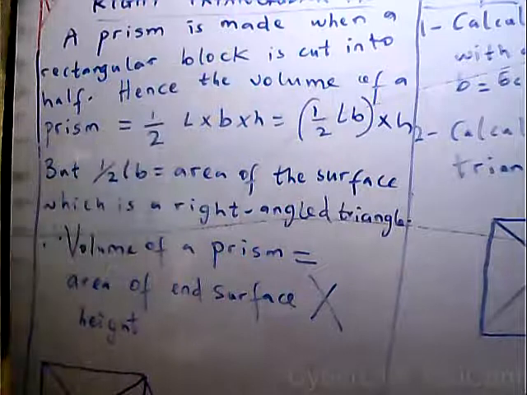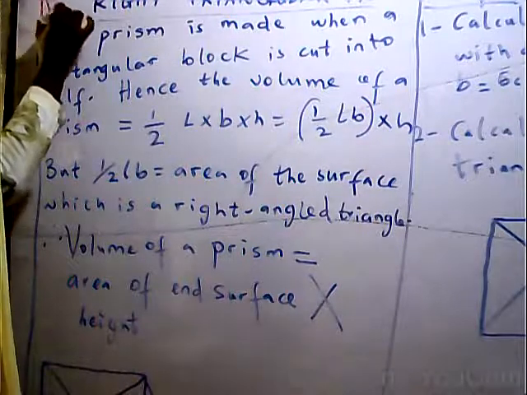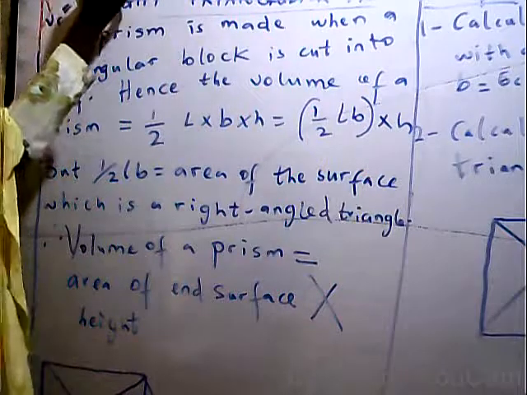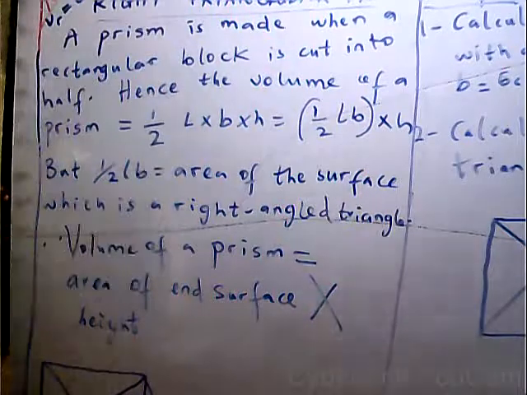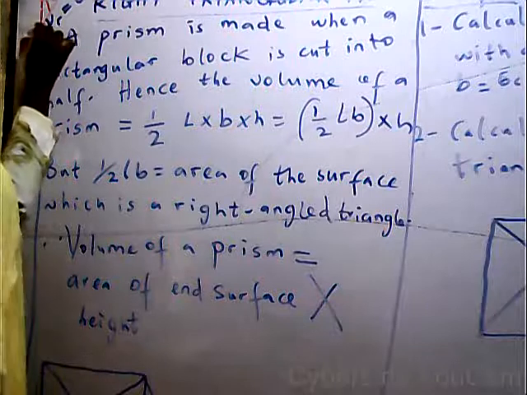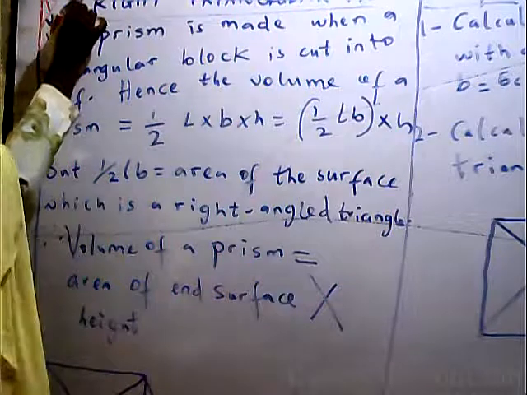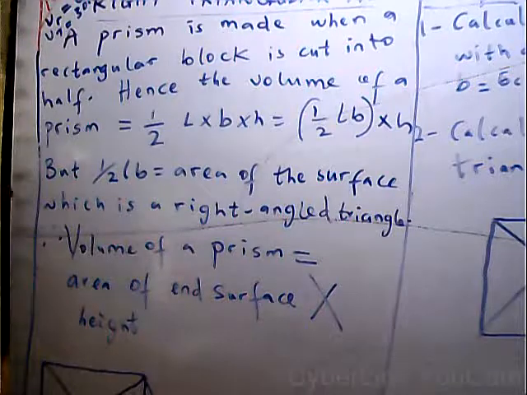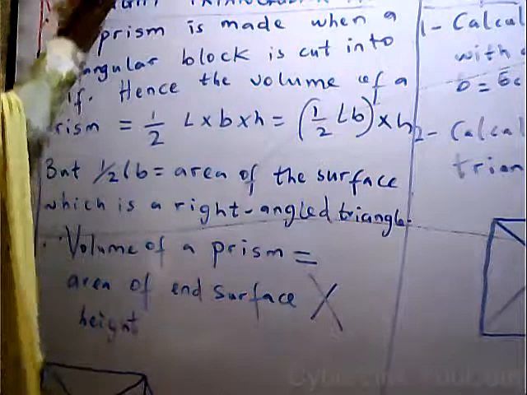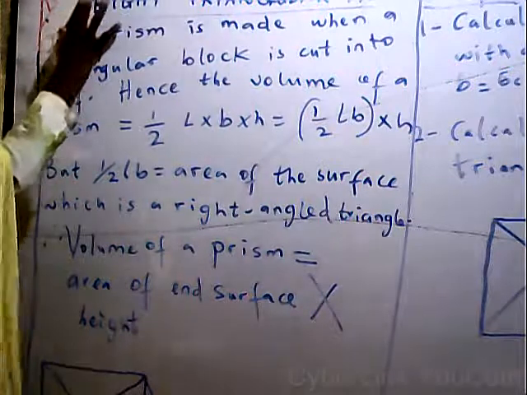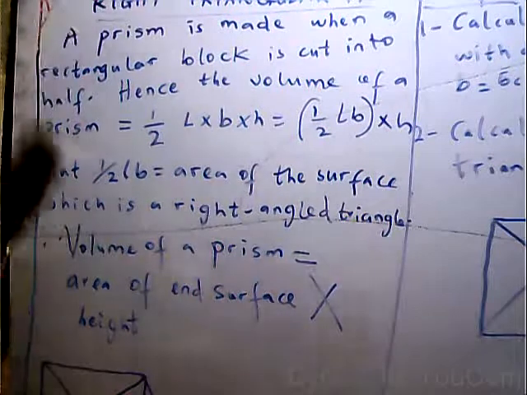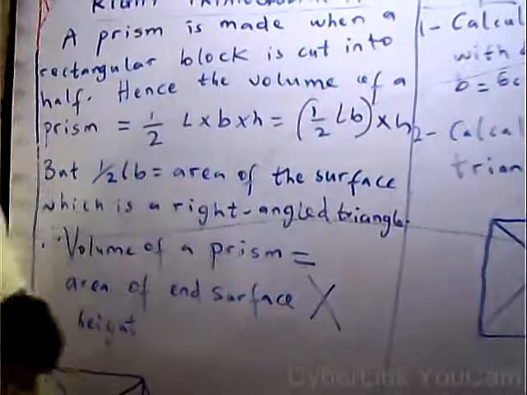Assuming the volume of a rectangular block is given as 60 centimeter cube, if you divide it by 2, that would be 30 centimeter cube, which is the volume of the right-angled triangular prism. Now, I have 2 examples here. Let's look at these examples one after the other.